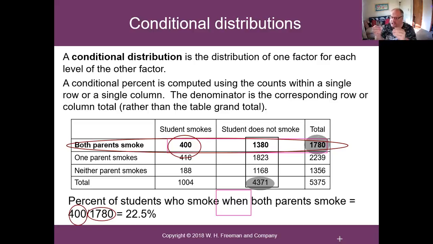That's how you find a conditional distribution: by the specific thing you're looking for over the sum of everyone that has that. Once more, for a marginal distribution, the denominator will be right here. And for a conditional distribution, your denominator will be one of these.